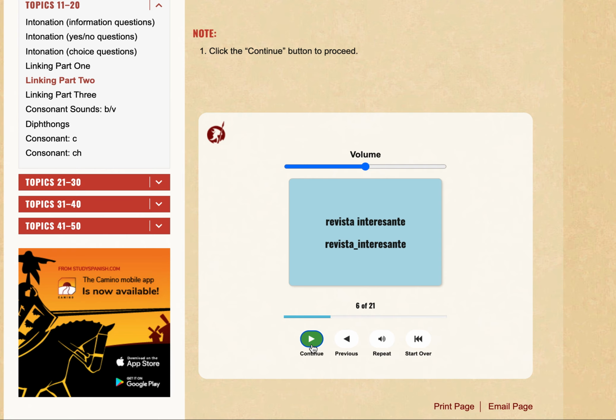Revista interesante, revista interesante. Una otra, una otra.